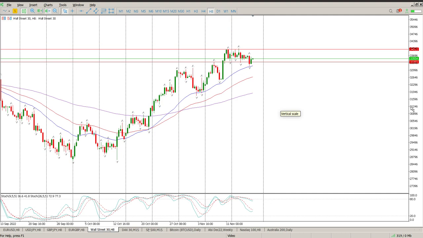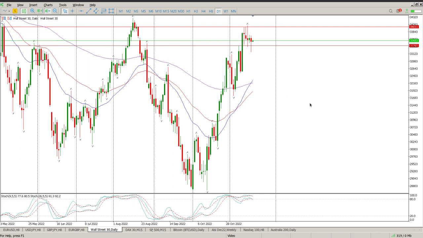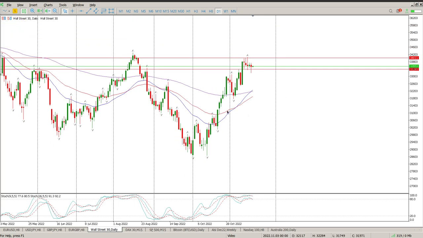So lots of mixed signals on the DAX and the S&P 500 that I've looked at this morning, and I have a feeling it's no different to the Dow Jones. So let's just start with the daily firstly. So we do have a crossover of moving averages here, which is indicating a potential trend change, right?